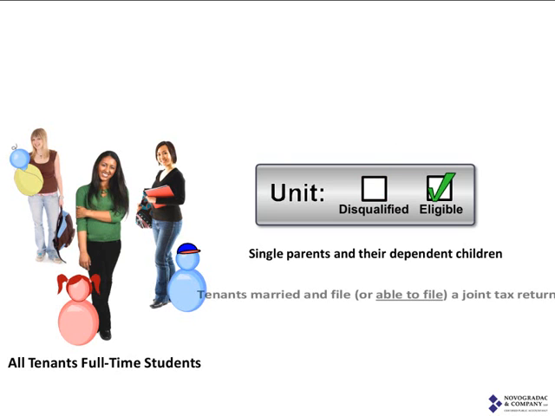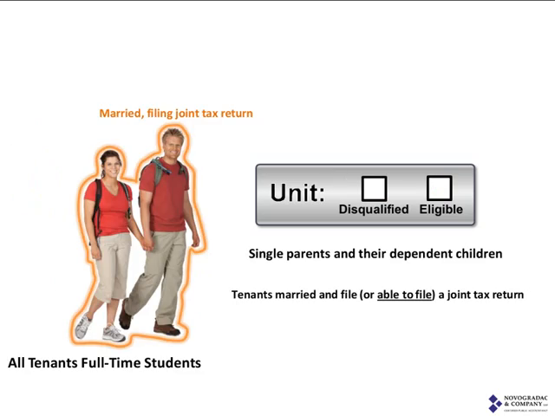The second scenario is tenants married and filing, or able to file, a joint tax return. So that's, for example, we have this nice sporty couple here.